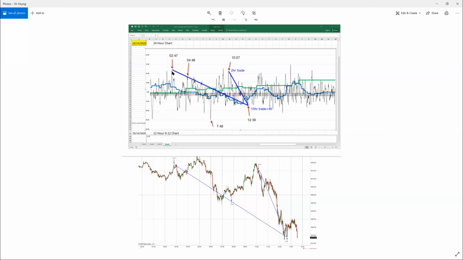The second spike is at the area of a high at 2:47 a.m. That sets up a short trade that ends up being a really good swing for the whole day. You can see that the blue line moves down all the way with the price chart to the area of that low around 12:39 in the afternoon.